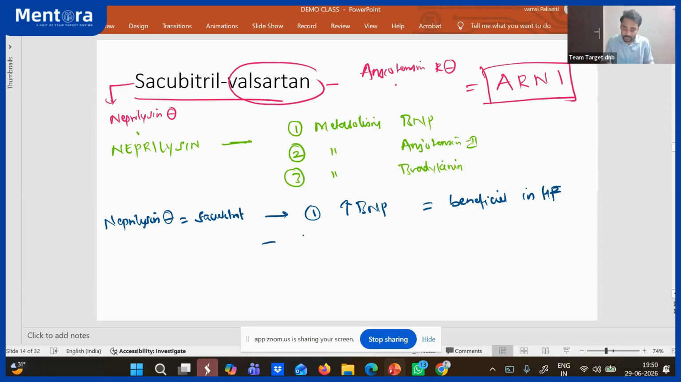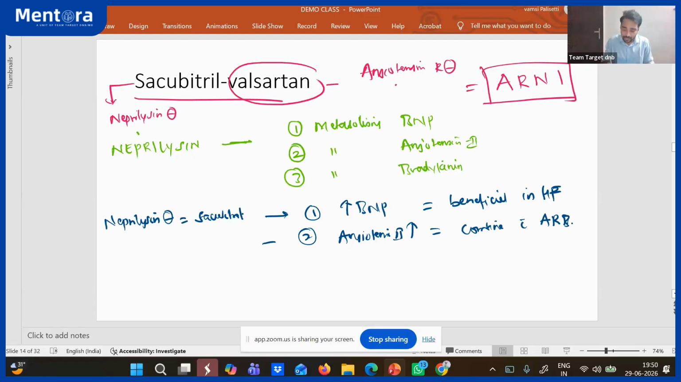Right? Similarly, if you give this neprilysin inhibitor, it is not metabolizing angiotensin 2. Your angiotensin 2 is also elevated. Okay. If angiotensin 2 is elevated, again your RAS system is getting activated. So many side effects are there. That is why you should always combine with an angiotensin receptor blocker. Very important. So you should not give it alone as a neprilysin inhibitor. You should not give sacubitril alone.